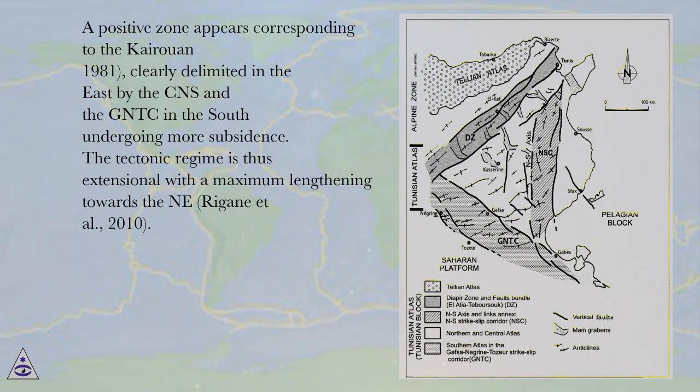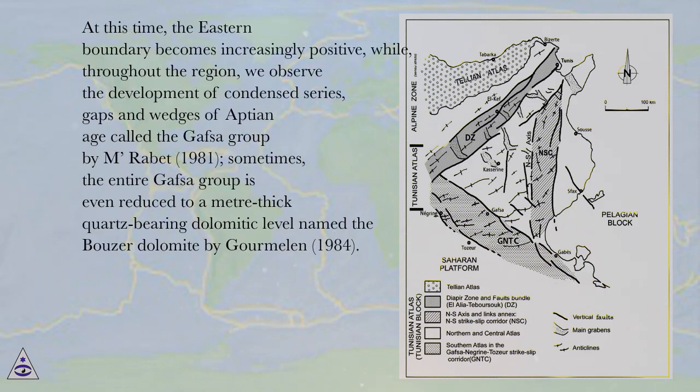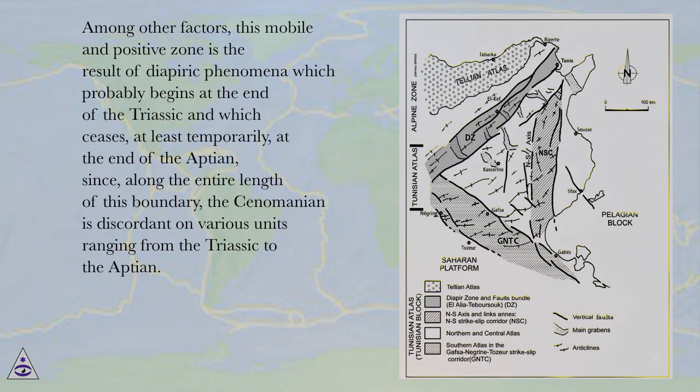The tectonic regime is thus extensional with a maximum lengthening towards the knee, Riggin et al., 2010. At this time, the eastern boundary becomes increasingly positive, while, throughout the region, we observe the development of condensed series, gaps and wedges of Aptian age called the Gafsa group by Imre Bay, 1981. Sometimes, the entire Gafsa group is even reduced to a meter-thick quartz-bearing dolomitic level named the Boozer dolomite by Germelin, 1984.